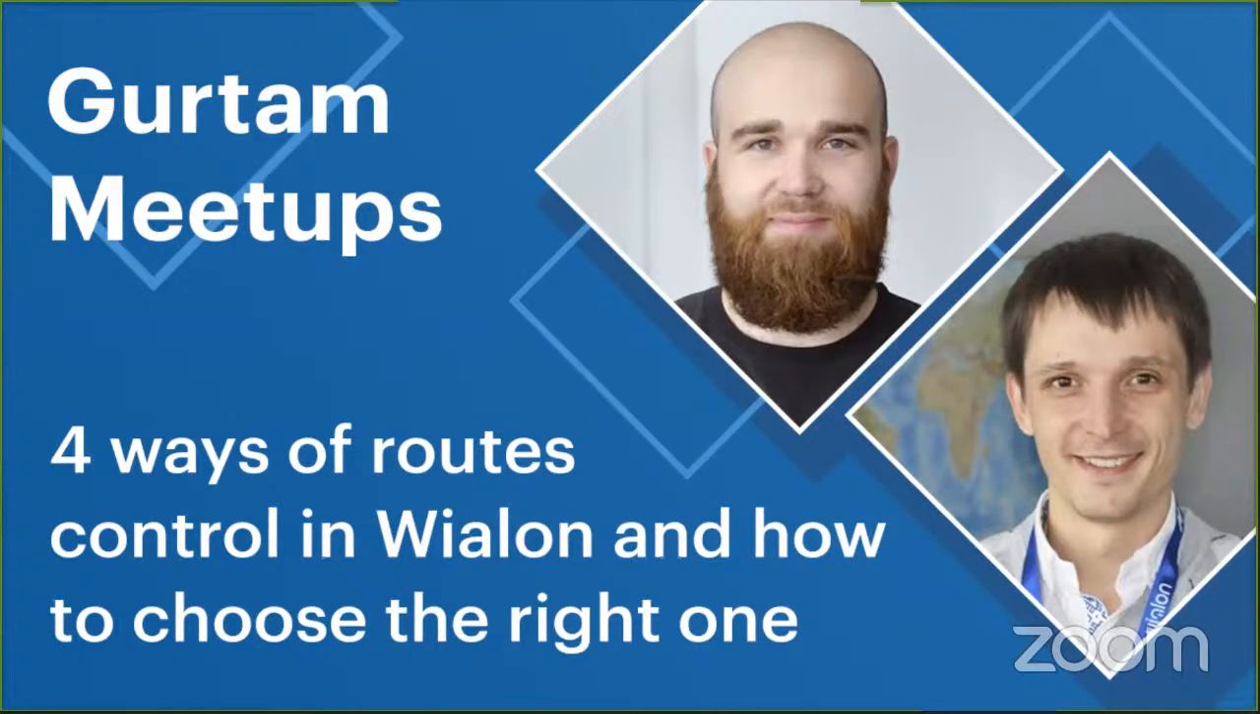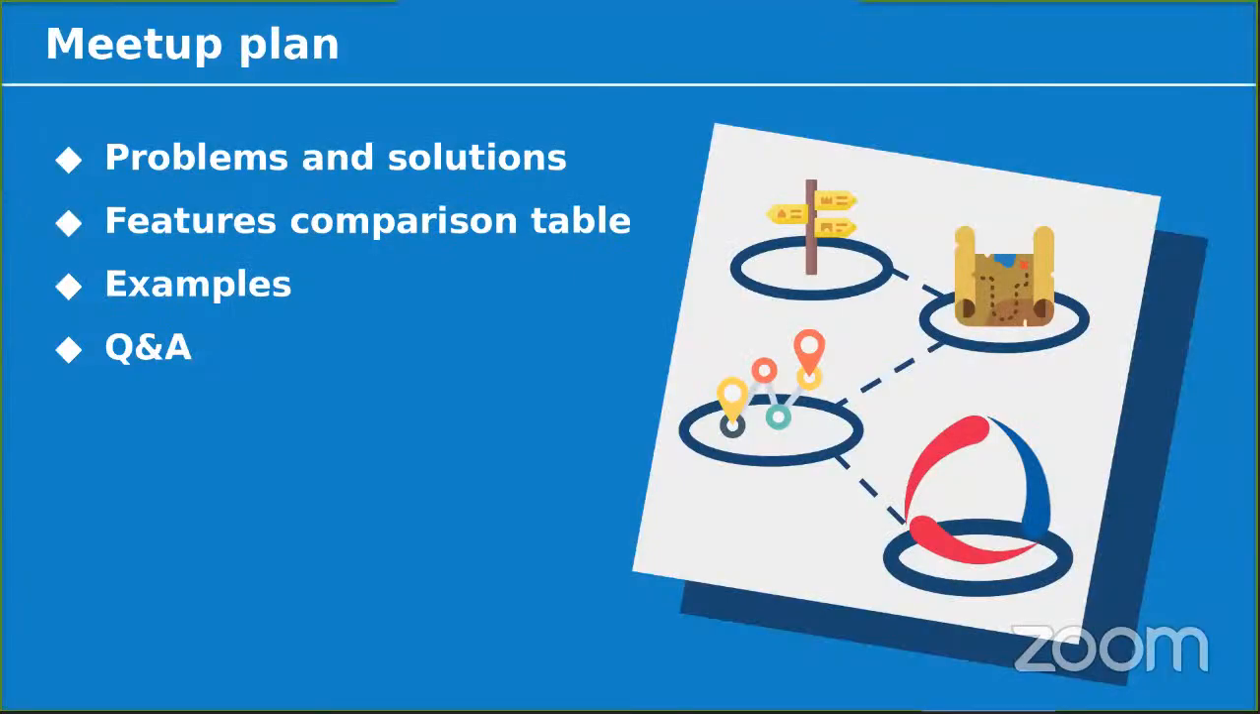So what do we have in the plan today? First of all, we'll talk about the possible solutions for routes control. After that, I'll share a features comparison table to choose a proper instrument. Then we'll check this table with some of my examples. And finally, Paul and I together will try to answer your questions from the chat. You already can send them if you've got some. That's it. Are we ready to start?